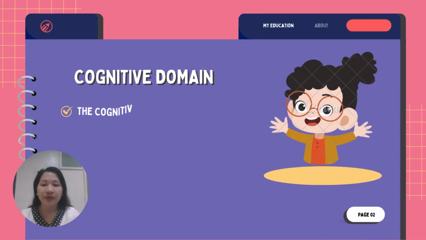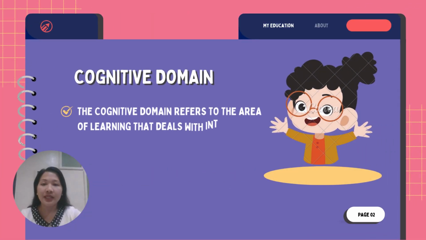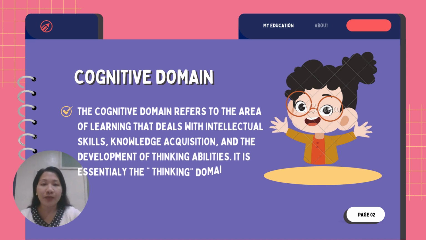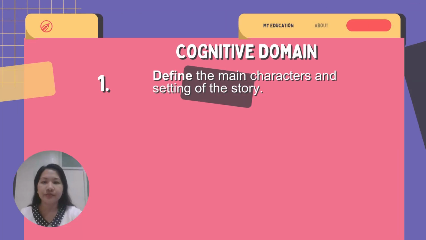The cognitive domain refers to the area of learning that deals with intellectual skills, knowledge acquisition, and the development of thinking abilities. It is essentially the thinking domain of learning. Let's look at the first set of five activities.